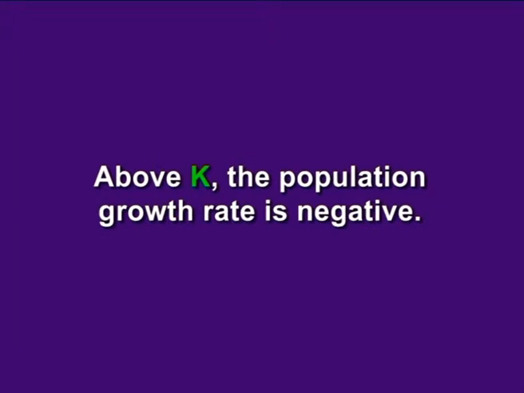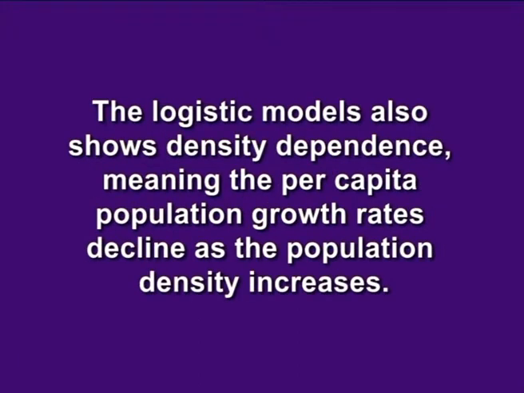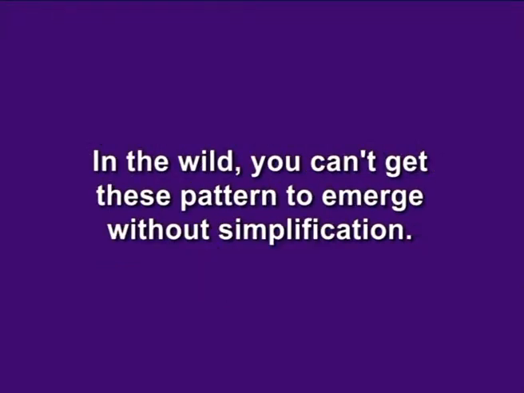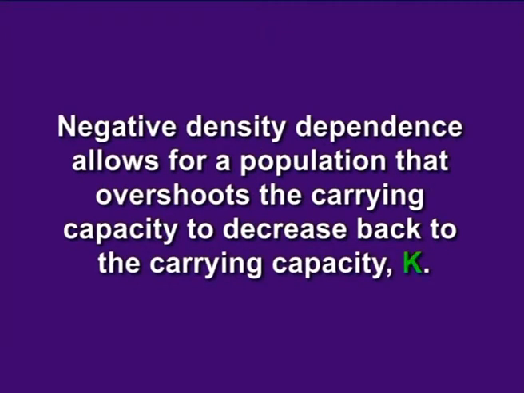Above K, the population growth rate is negative. The logistic model also shows density dependence, meaning the per capita population growth rates decline as the population density increases. In the wild, you can't get this pattern to emerge without simplification. Negative density dependence allows for a population that overshoots the carrying capacity to decrease back to the carrying capacity, that is K.